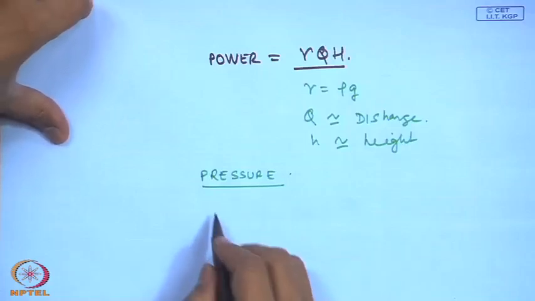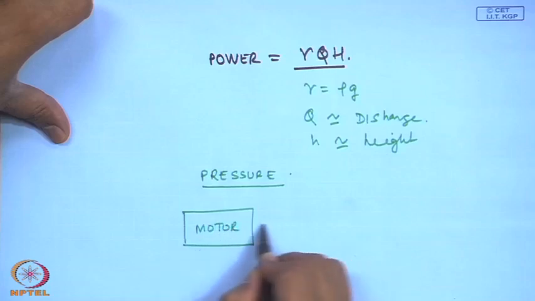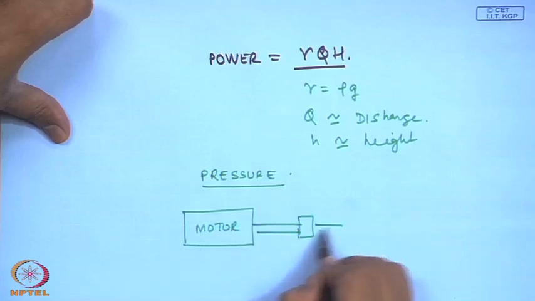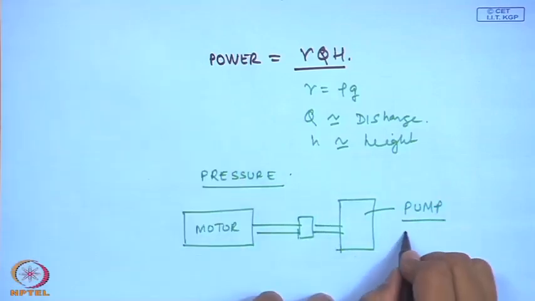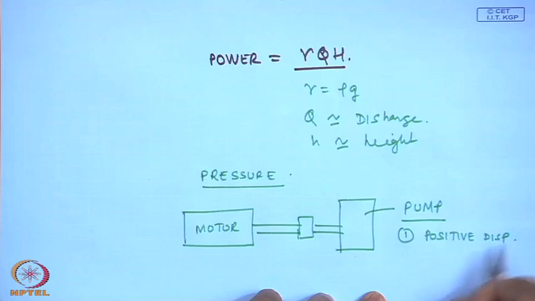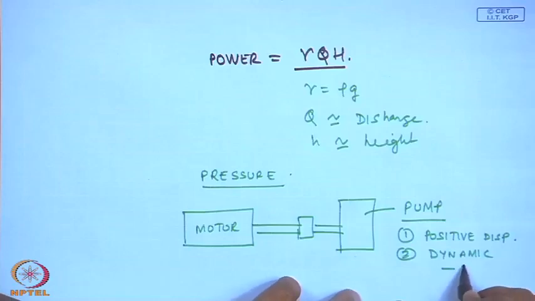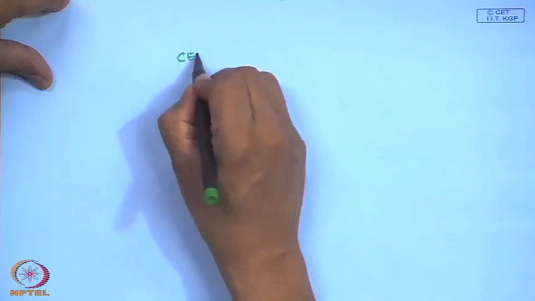So, these pumps are usually driven by a motor through a coupling, and then we have the pump. This pump can again be positive displacement or could be dynamic. In dynamic they could be axial, they could be centrifugal and so on. And the most common pump which you will see is the centrifugal pump.